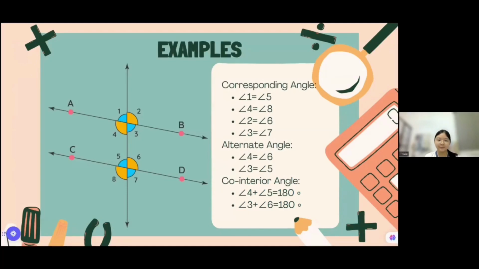Next, this is an example. This picture shows three of the angles that I have just mentioned. For corresponding angle, there's 4.